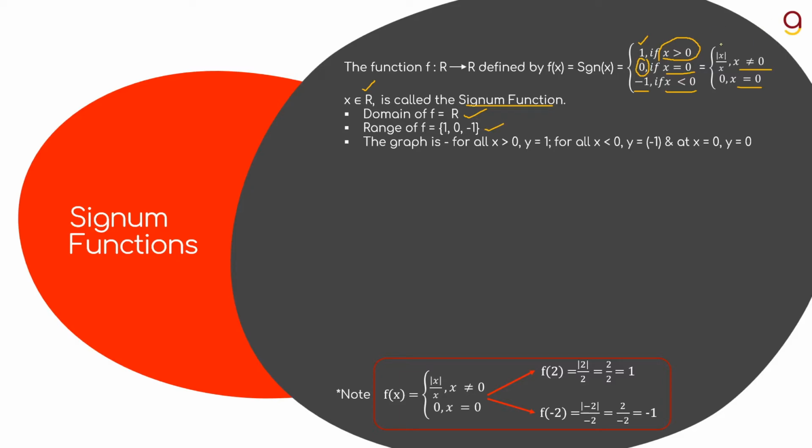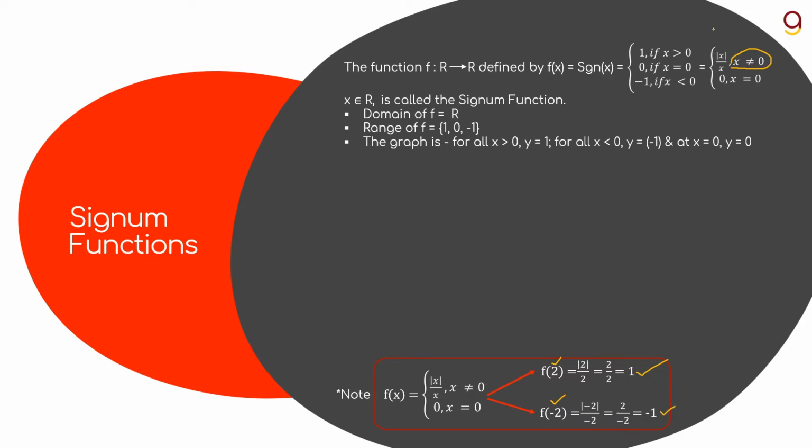Now let's try to understand what we get from this. Mod of x by x if x is not equal to 0. That means x can be either any positive number or any negative number. Suppose we take x to be a positive number 2. Then mod of 2 by 2, the 2 and 2 cancel out, and we remain with 1. Now if we take x to be a negative number minus 2, then mod of minus 2 by minus 2 is equal to 2 divided by minus 2. Here again the 2 cancels out and we are left with minus 1.